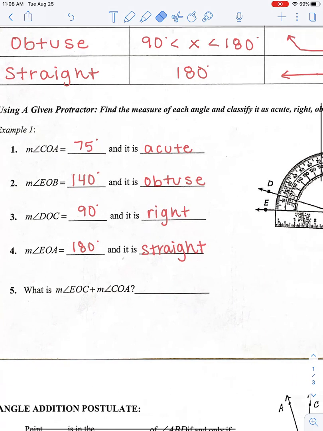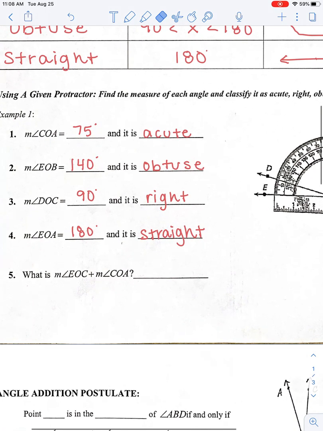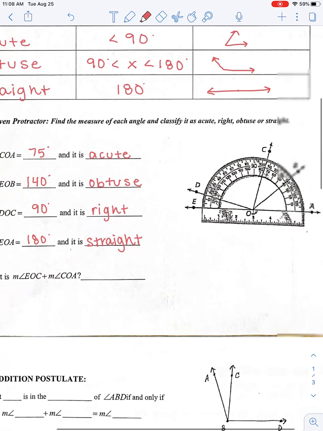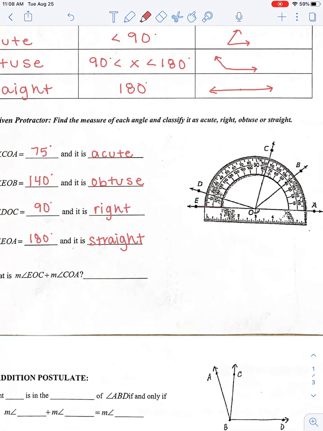Perfect. Now, this one's going to get into the angle addition that I was hinting at earlier. It says, what is the measurement of angle EOC plus the measurement of angle COA? So we're combining two angles and seeing what those two angles added up would actually equal. So I'm going to highlight those. EOC, E to O to C. So we're adding up all of this big angle here plus angle COA. So we're adding up these two angles.